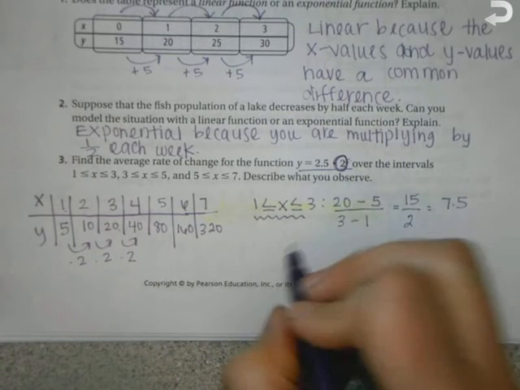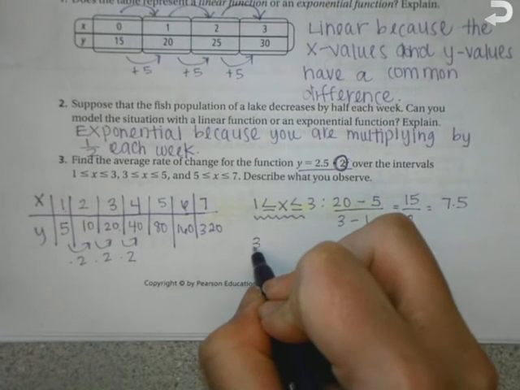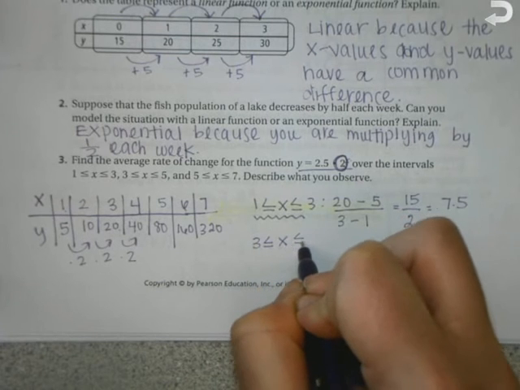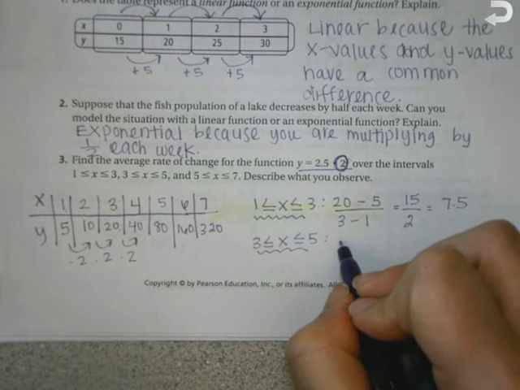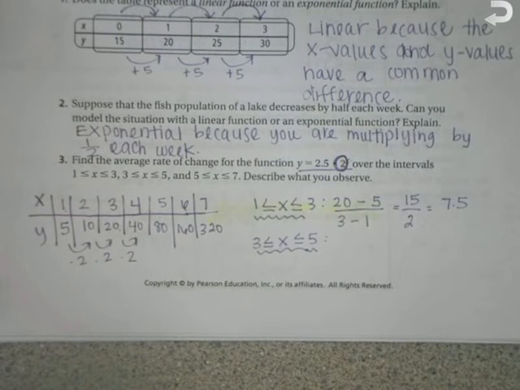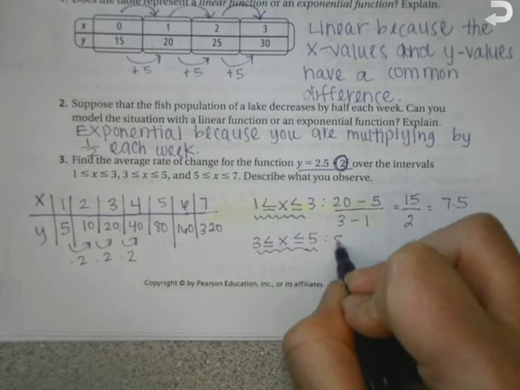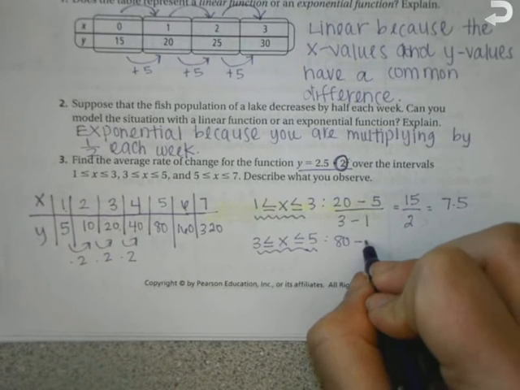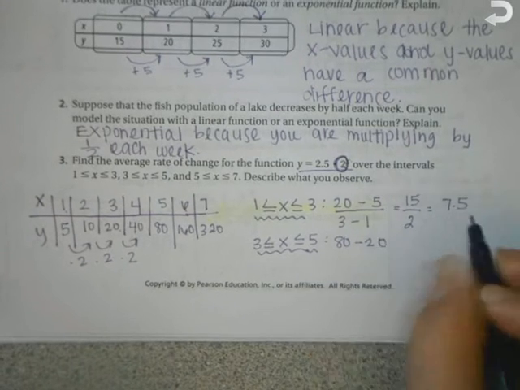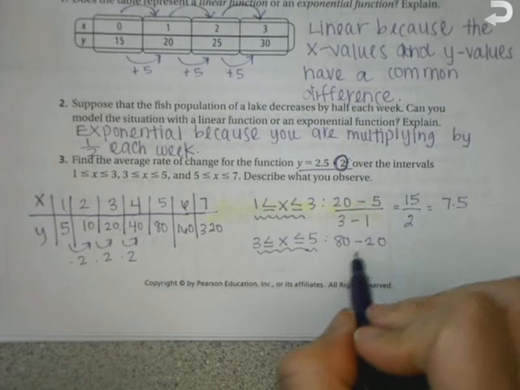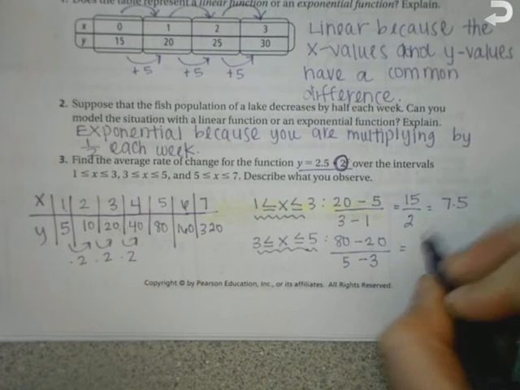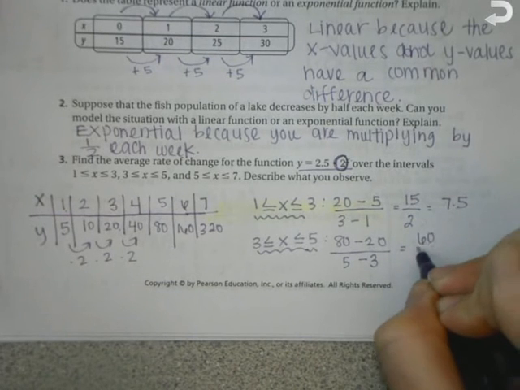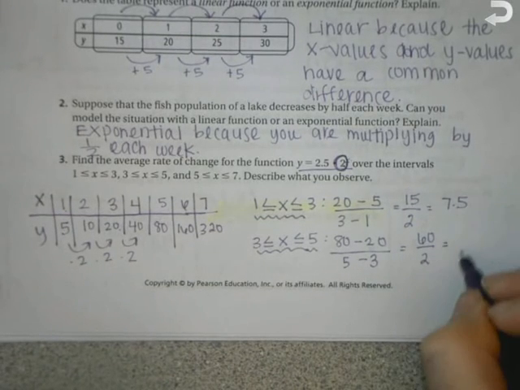Okay. The next interval was 3 less than or equal to x less than or equal to 5. What's the first y value I'm going to plug in there? What's my first y value? 80 minus what? 20. So 80 minus 20, and then our x's have to be in that exact same order, so 5 minus 3. 80 minus 20 is 60, divided by 2 gives me 30.